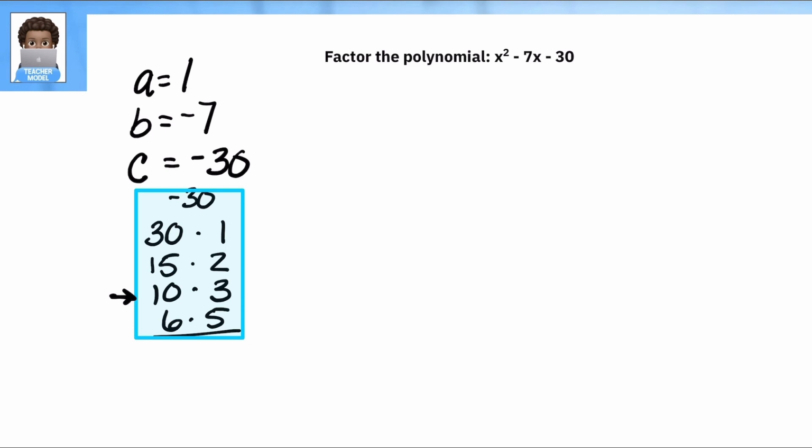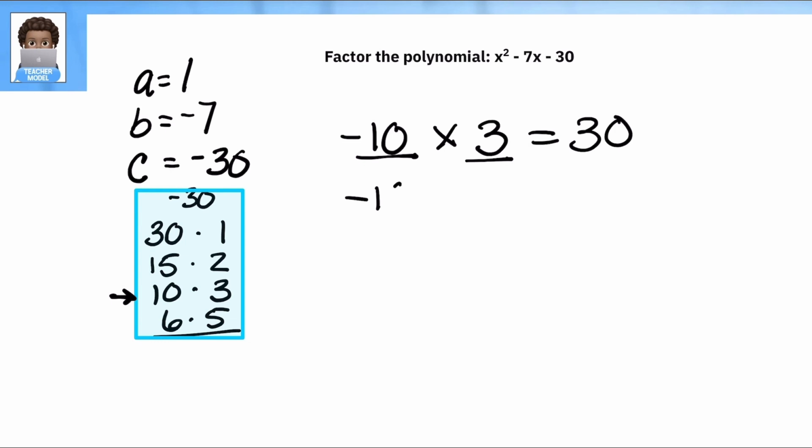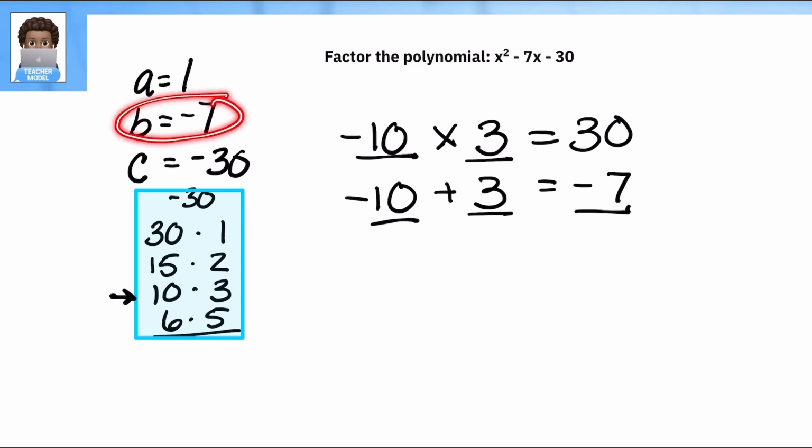Now I'll show you why. Because I can do negative 10 times 3 and get negative 30. I could also do negative 10 plus 3 and get negative 7. And those are the two numbers that I want. So that's the thinking work that you're doing. You're listing out those factors and then you're looking for the combination. So I know that these two are too far apart to get me to 7. These are too far to get me to 7. These are too close together. So I knew this had to be the right pair.